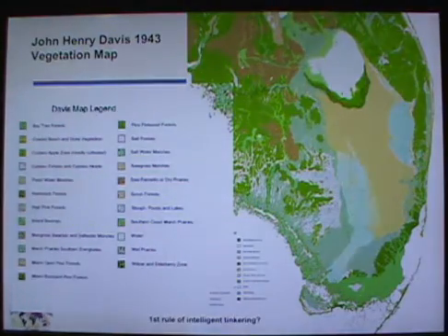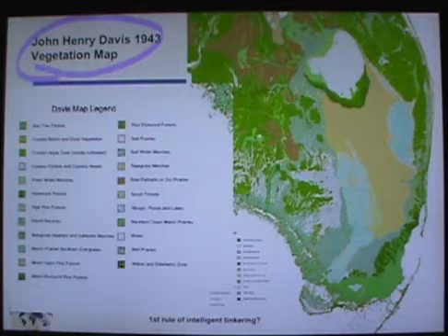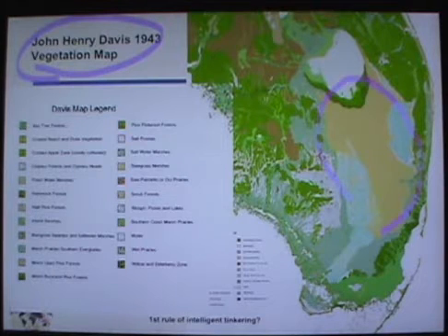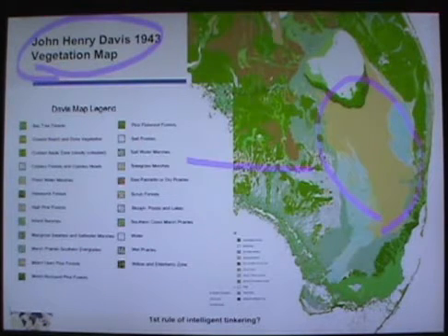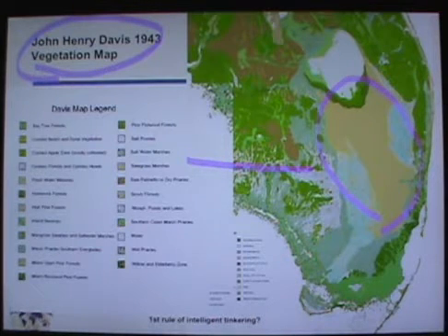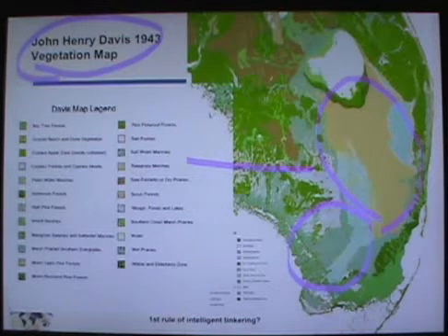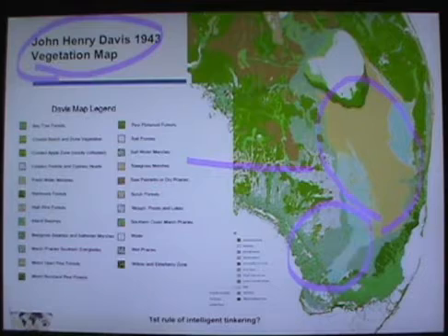Here is a more graphic, or more descriptive, vegetation map, 1943, by John Henry Davis. Most of this yellow area here, you probably can't make it out in the key, is actually sawgrass marsh. Most of that is gone. In fact, I would say all of that is gone. But all of this is a variety of wetland plant species. Hopefully you'll be able to see more of that on the PDF file.